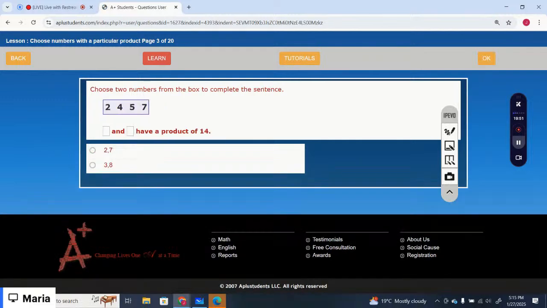Okay, the next one is: choose two numbers from the box to complete the sentence. Which two numbers have the product of 14?